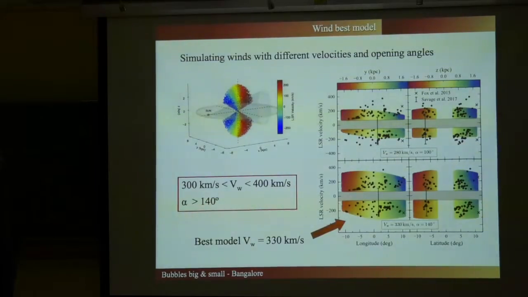If you get something with higher velocity and higher opening angle, you can reproduce basically all the population but one cloud, and you do not produce very high velocity clouds that are not in the sample. So this is actually what we consider our best model, with velocity 330 kilometers per second.